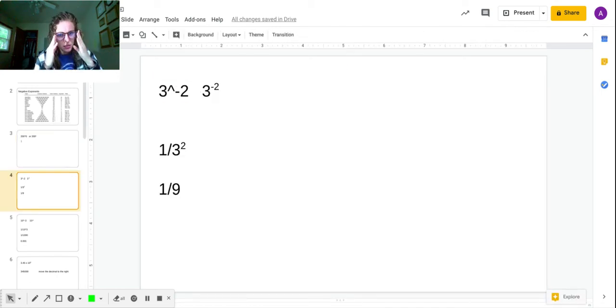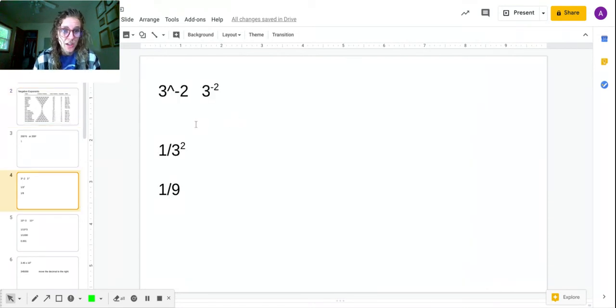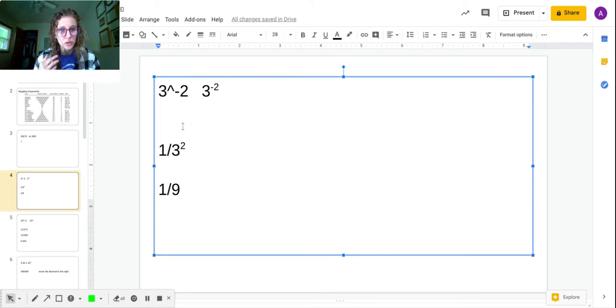Okay, so let's look at some negatives. As you can see in our chart up here, it's 1/10. What's another way that you can write 1/10 besides 0.1? You can write it as a fraction. So that's one way that you can look at these.